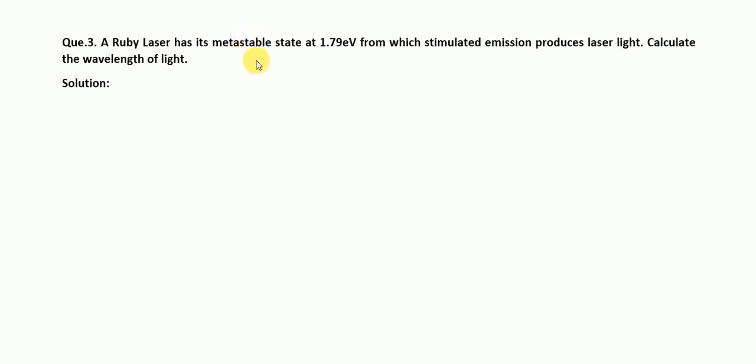So we are given an energy level at 1.79 eV, which is where the electron is located in the metastable state of the ruby laser. Now, this energy difference is what the electrons will release as light when it moves to a lower energy state. Right, so let's write what is given.